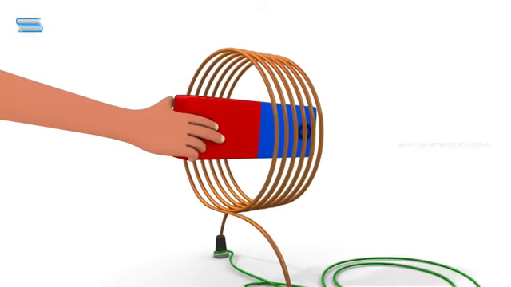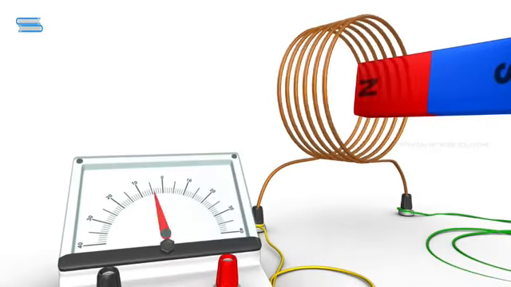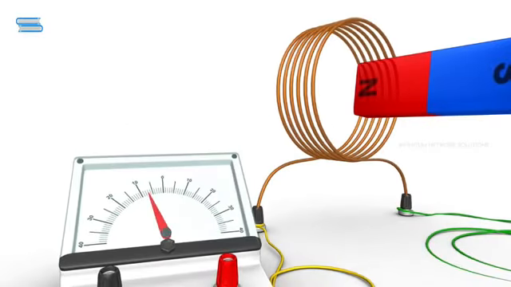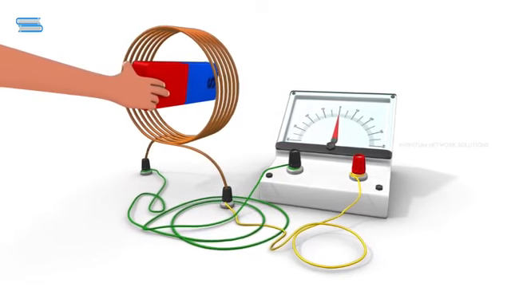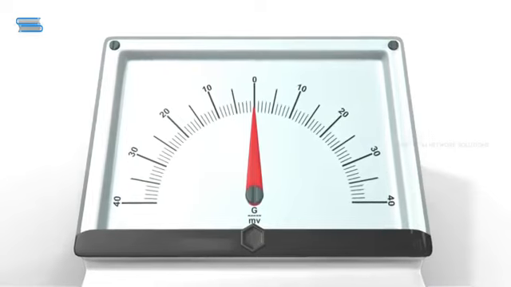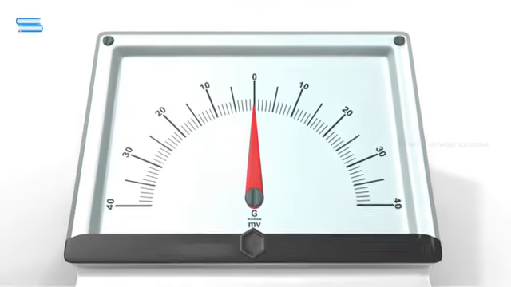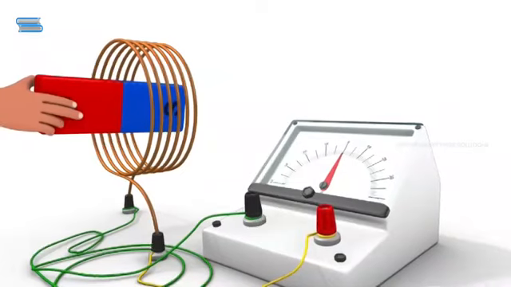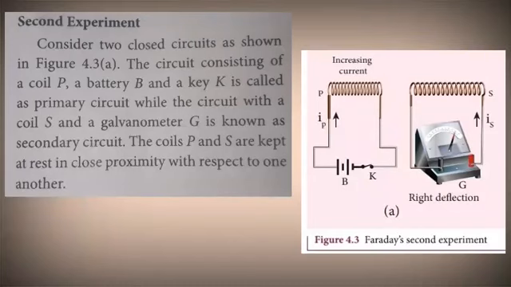If the magnet is kept stationary and the coil is moved towards or away from the magnet, similar results are obtained. It is concluded that whenever there is a relative motion between the coil and the magnet, there is a deflection in the galvanometer indicating that an electric current is set up in the coil.